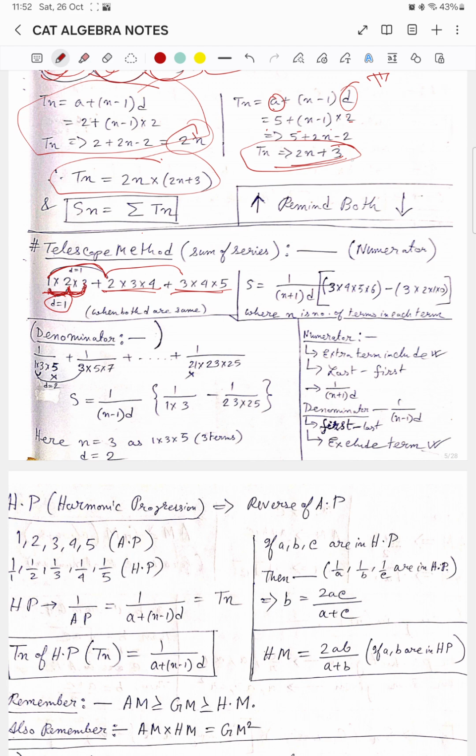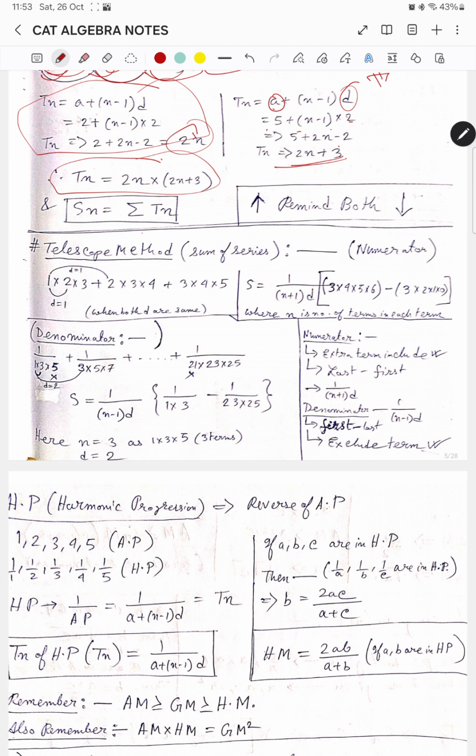Similarly, take another one: 1 into 3 into 5 plus 3 into 5 into 7 plus 5 into 7 into 9 plus so on. If you see 1, 3, 5, the common difference was 2. And 1, 3, 5, 7, term to term, this was also common difference 2. Only at this time can you apply the telescope method.